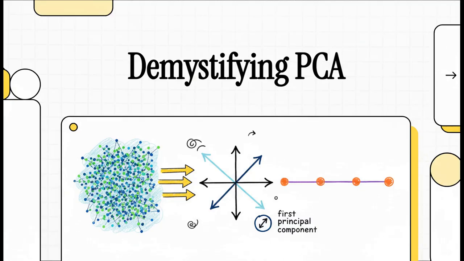All right, let's get into it. Today, we're going to demystify one of the most powerful tools in machine learning for cutting through the noise, principal component analysis, or as you'll usually hear it, PCA. We're going to peel back the layers and see what really makes it tick, step by step.